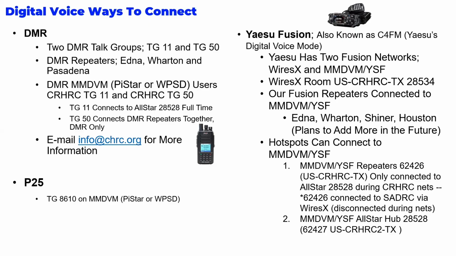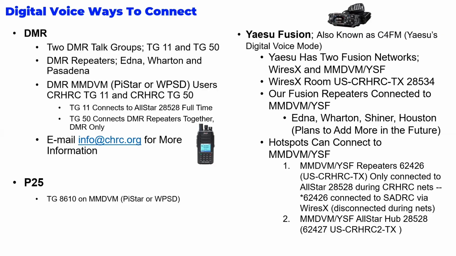Okay, so our next digital mode that we have on the server is P25. This one's not used very often, but it's there. We have a reflector, and it's registered with DVREF. We use talk group 8610, and if you do a search for CRHRC in the P25 section, you'll see us in there. It's the standard NAC 293, and the P25 is connected to node 28528, so any P25 users on the system will come out over AllStar. Are there any questions on the P25?